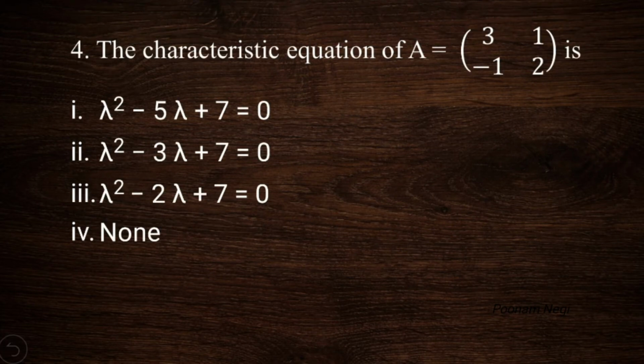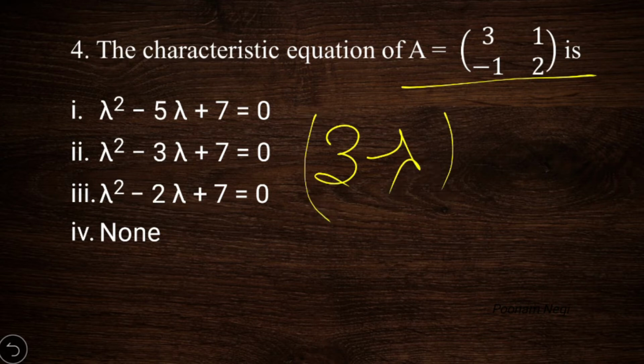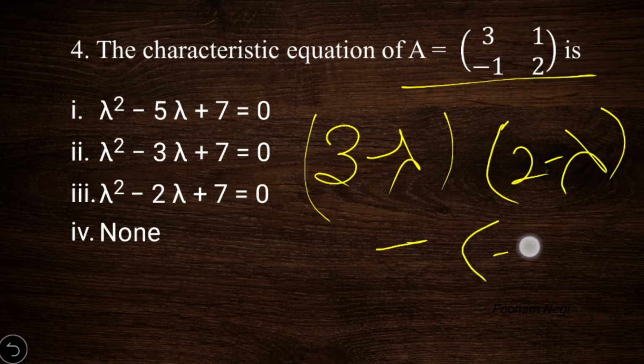The next question is, the characteristic equation for this matrix will be (3 minus lambda) into (2 minus lambda) minus 1 equals 0. When we solve this, we will have lambda square minus 5 lambda plus 7 equals 0. That's why the correct answer will be option number A.